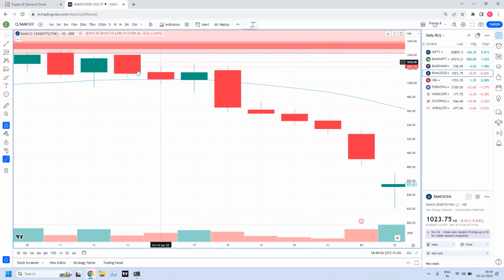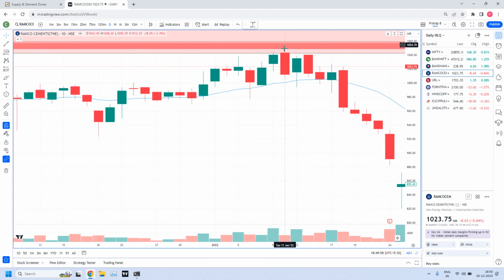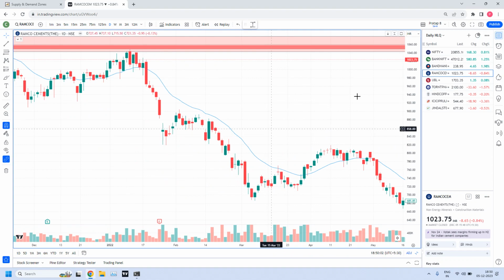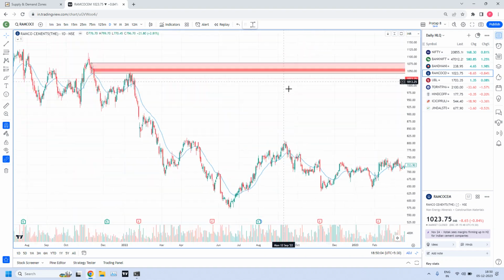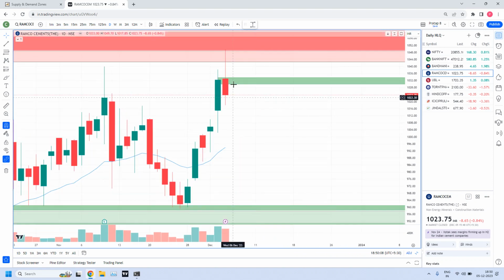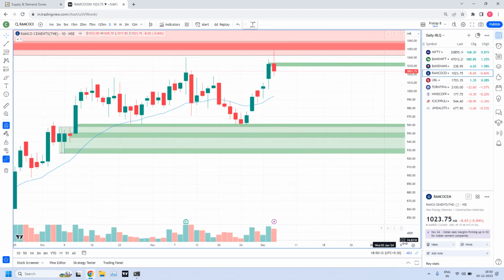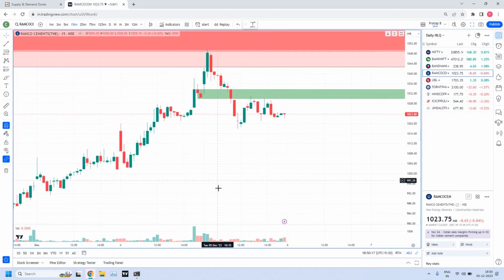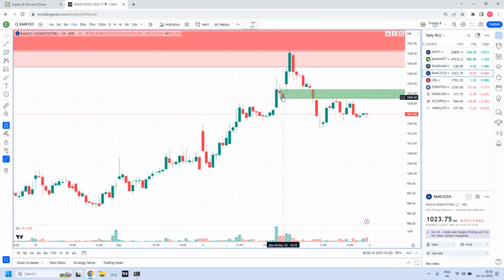See here, it looks like it is tested, but it narrowly missed earlier. That means prices didn't enter into this area. But today what happened? Prices entered into this area, the 5 minutes area. So let us go to 15 minutes. This is supposed to be our target because we have a rally, base and rally.